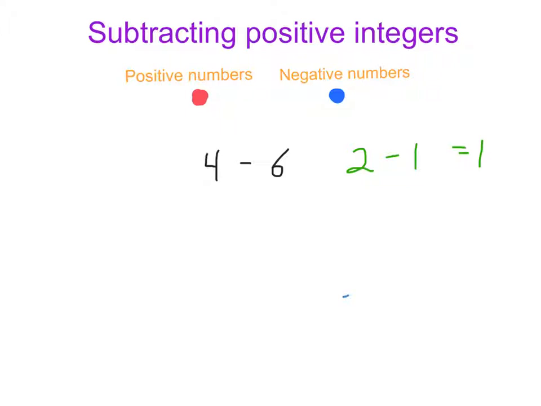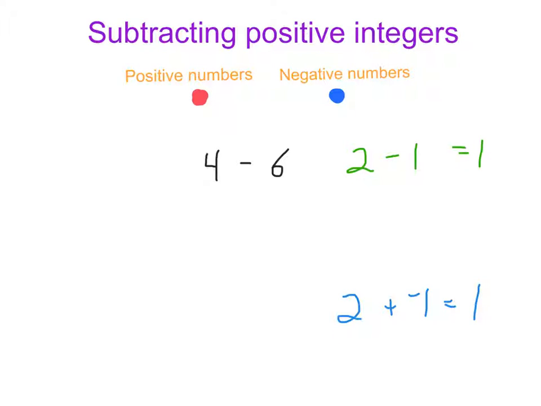We also know from yesterday's lesson that 2 plus a negative 1 also equals 1. Remember, we'd have to take 1 away from the positive to cancel this out, and that would leave me with 1 positive. Now what do you notice about these two problems?